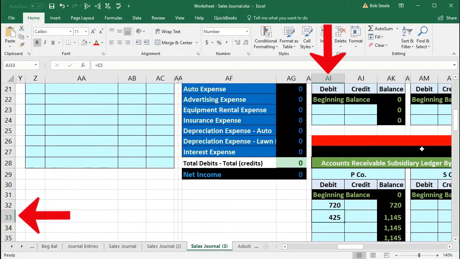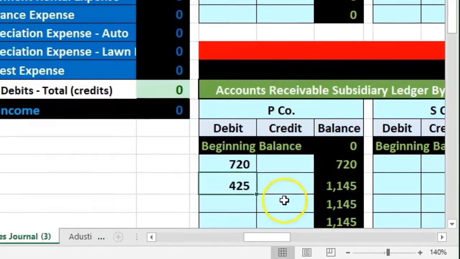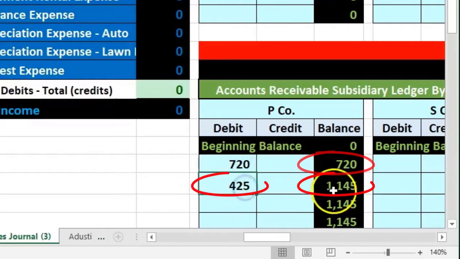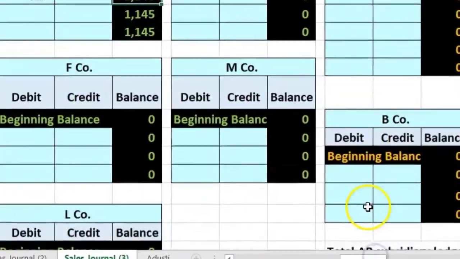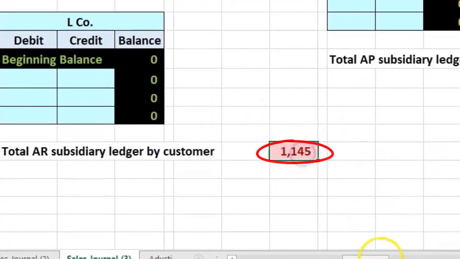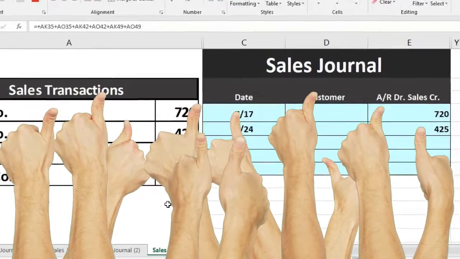Again, you could come down here to this cell, which is AI33, P Company, Accounts Receivable, Subsidiary Ledger, and type it in there or type the number or this formula equals E5 and enter, and it should pull over. So now P Company owes us 720 plus the 425 or 1,145. And that should tie out to what we have down here. So that looks good. I'm going to scroll back up to the next one.